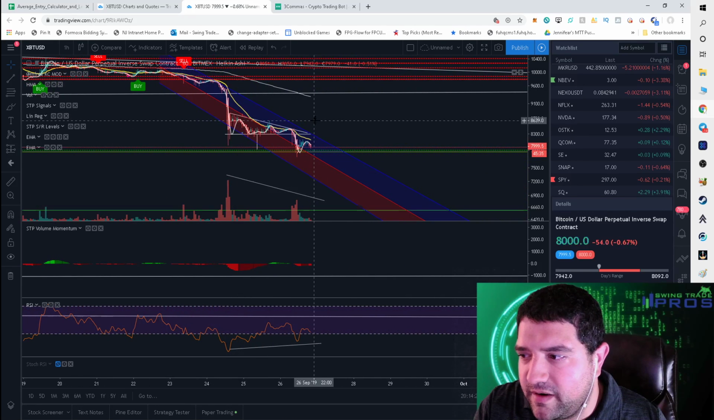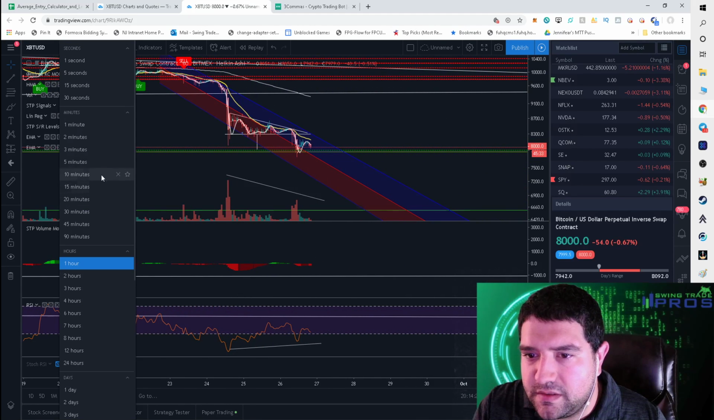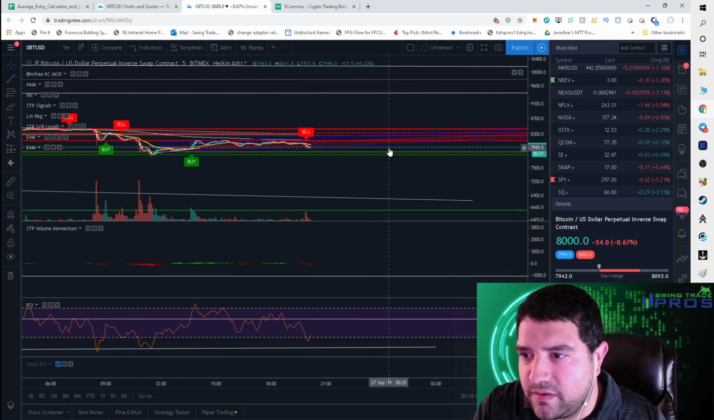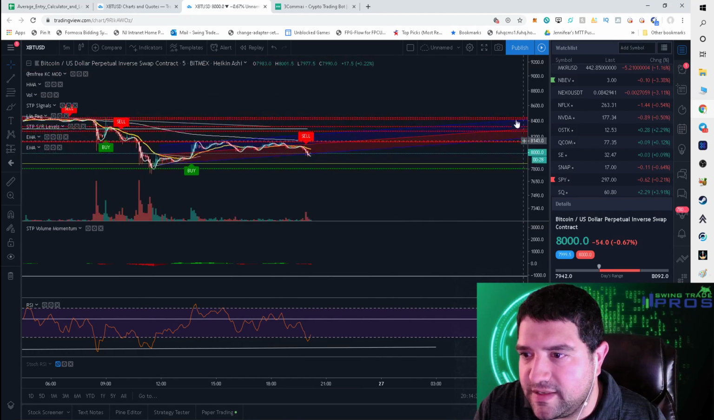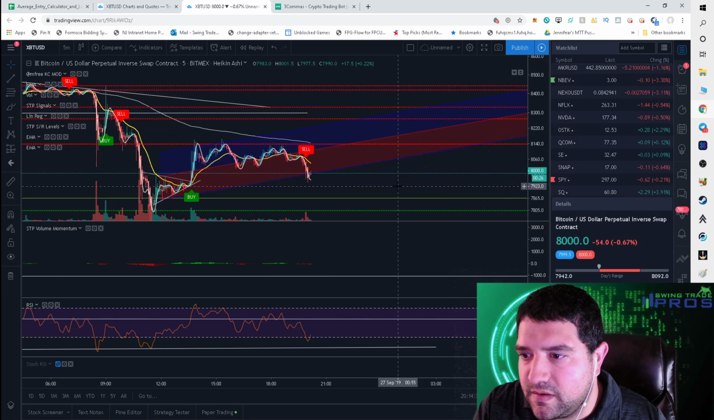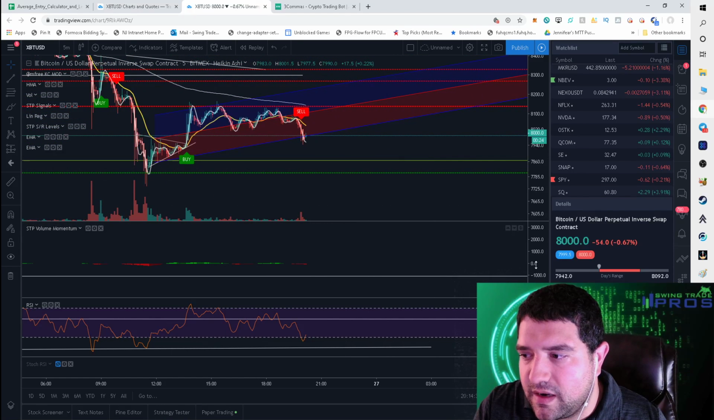Bitcoin back at around the 8K area. See what happens if it makes a higher low. Oh, we got a 5-minute sell candle that came in. Not looking too hot, guys.